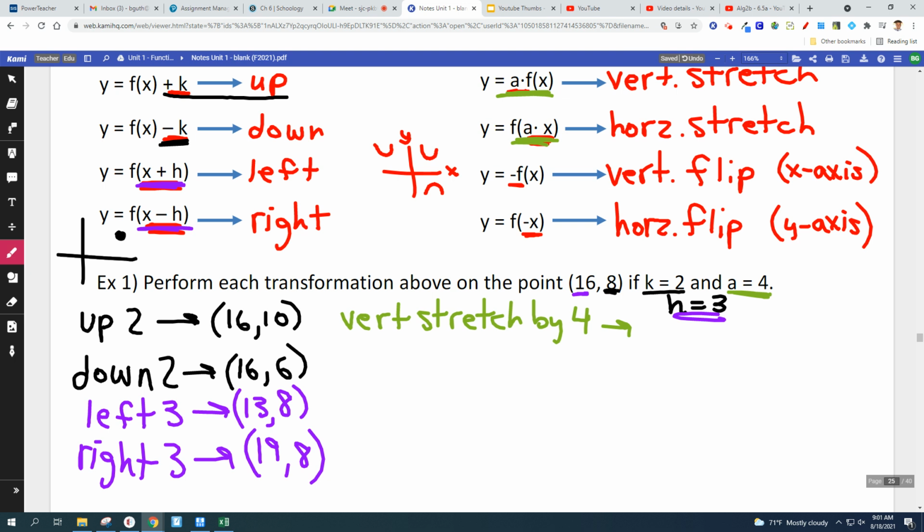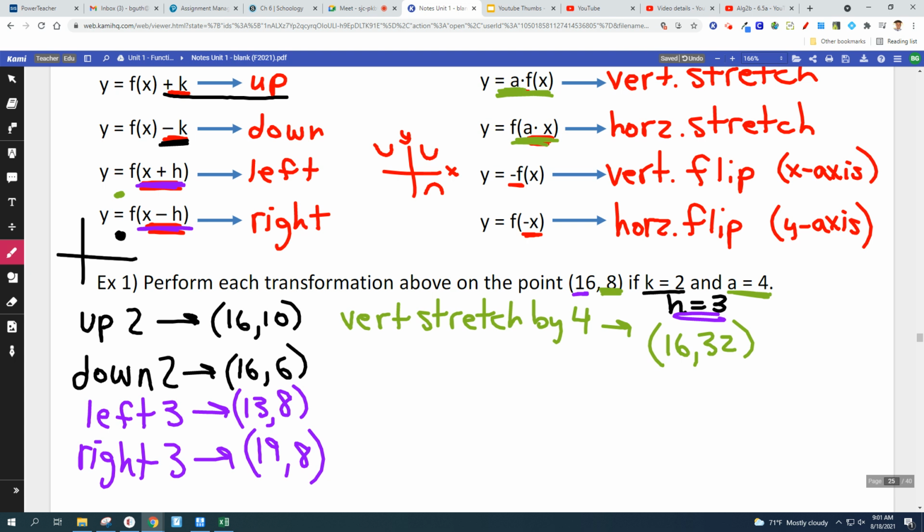So if you think about the math, all we're doing is multiplying by that a number. And so if we multiply by the a number, the vertical stretch is going to take my point up here. If I stretch it vertically, it's just going to move the y coordinate. So really, I'm not multiplying both coordinates. I'm multiplying the y coordinate. That's the vertical component. So I'm taking that 8 times 4, and I would get (16, 32).